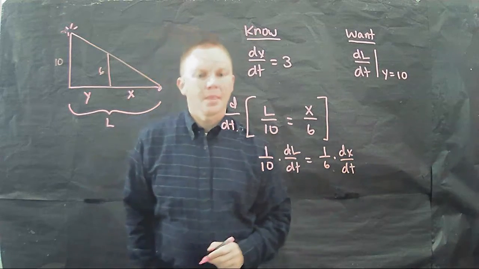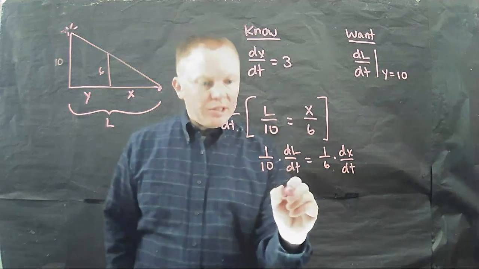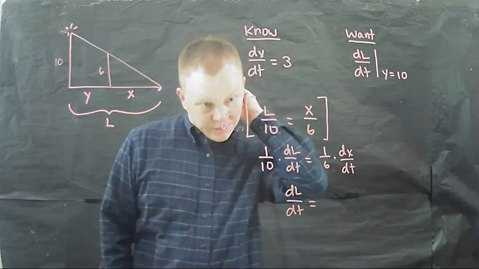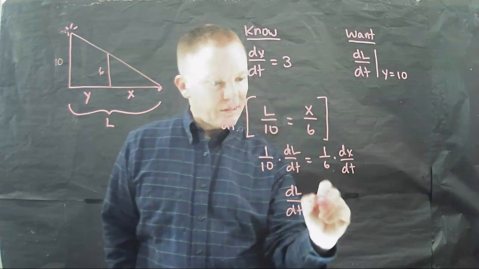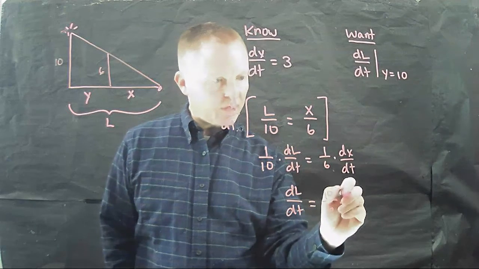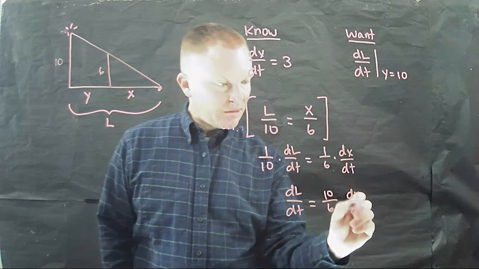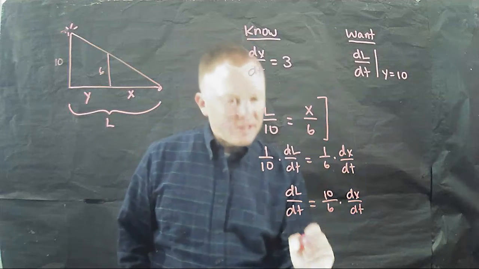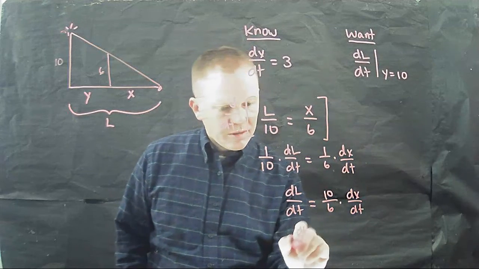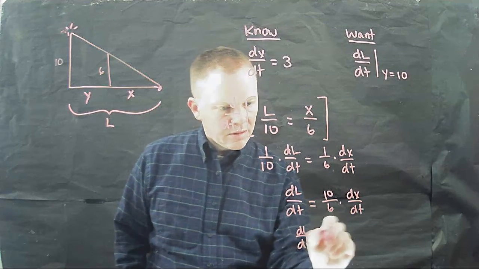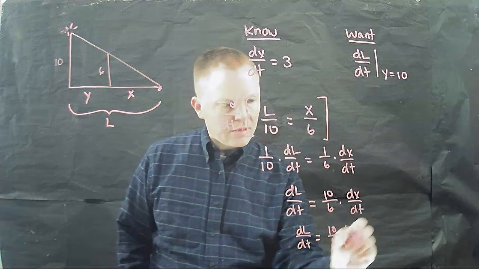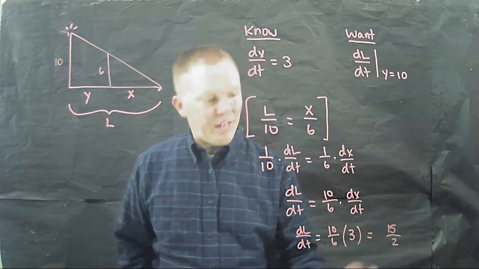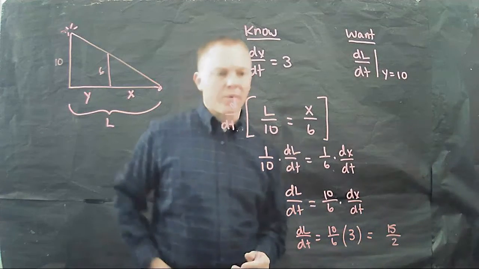Okay? So dL/dt then is going to be 10/6 times whatever dx/dt is. So I solved, and now I'm going to substitute. So I'll plug in what I know. dx/dt is a constant 3. And I get 30 over 6, or 15 halves, whatever, feet per second.